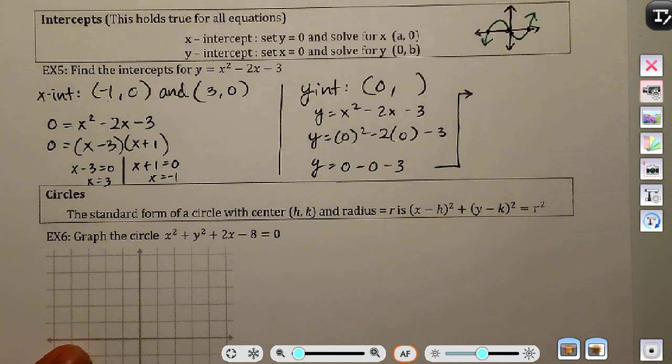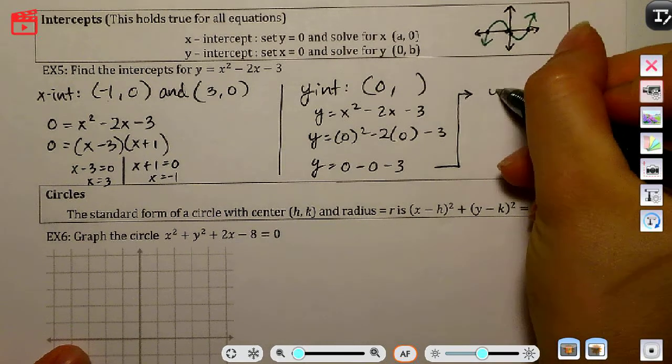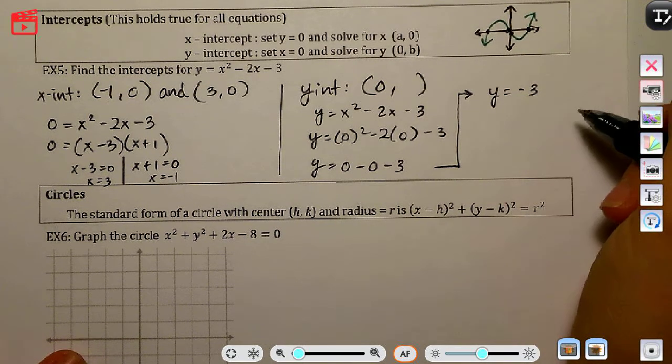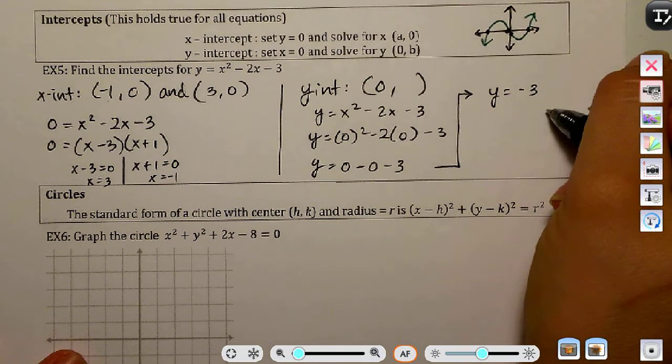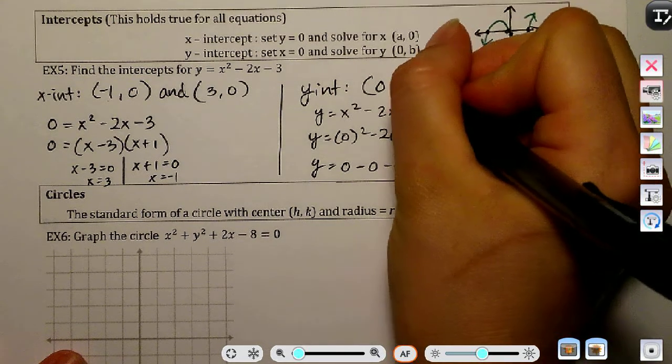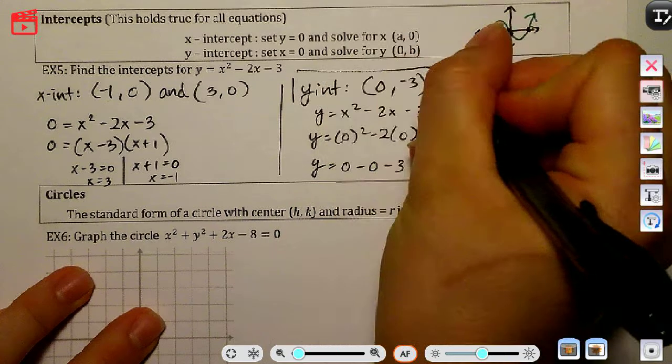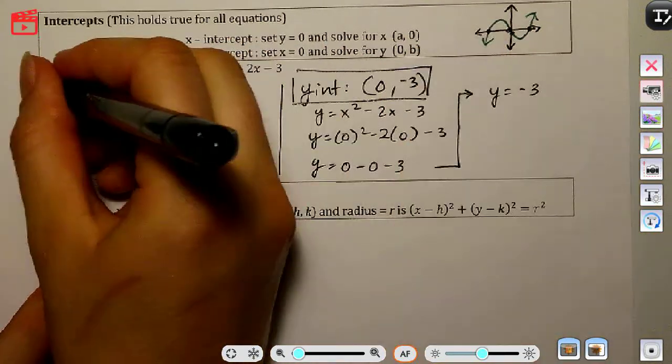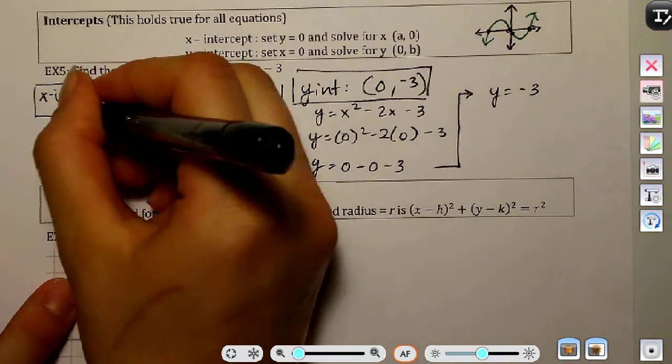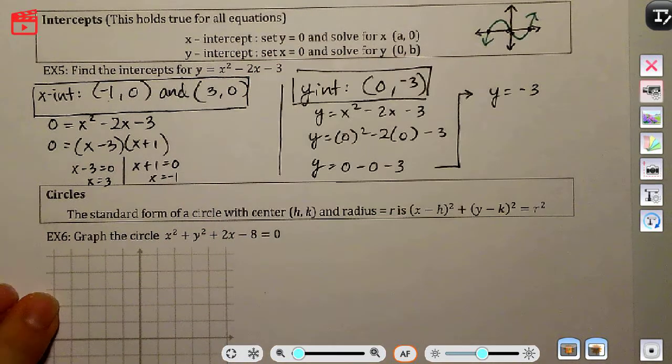Here's my line to indicate where my work goes. We have y equals -3. Okay, so that is my y-intercept number. There we go. That's my y-intercept and my x-intercepts. So hopefully this was a bit of a refresher. If not, good thing to know now.